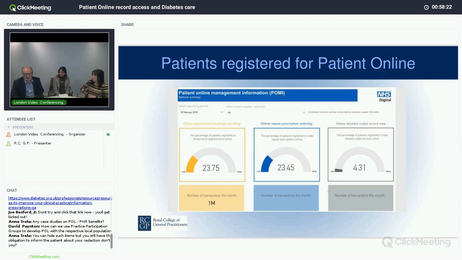Oh yes, there was one last comment that we got, that Proxy Access functionality is not yet live on EMIS Web. We've tried to talk generically about GP systems. There are differences between the systems. EMIS have been promising Proxy Access in EMIS Web, and I believe it's due to be rolled out very soon.